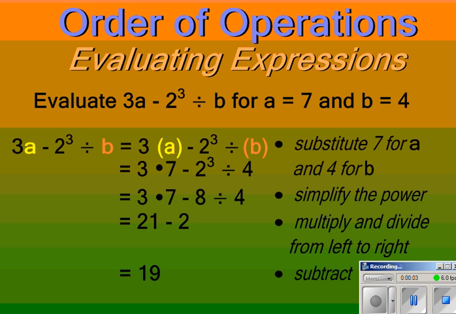Okay, so now we're going to look at order of operations evaluating expressions. So we're going to take what we knew about order of operations and what we've done with evaluating expressions with variables in them, and we're going to combine them. So for example, they have evaluate 3a minus 2 to the third power divided by b for a equals 7 and b equals 4. So in this one, we have an expression with two variables.